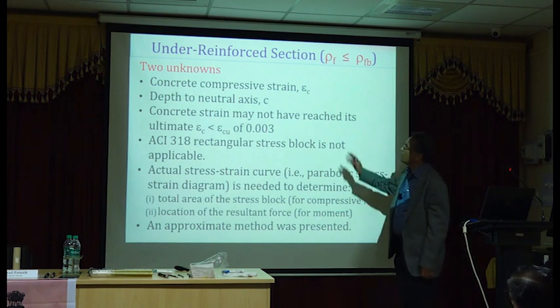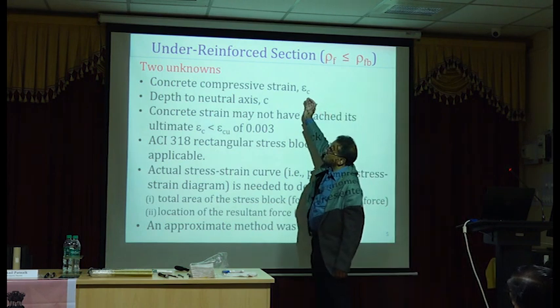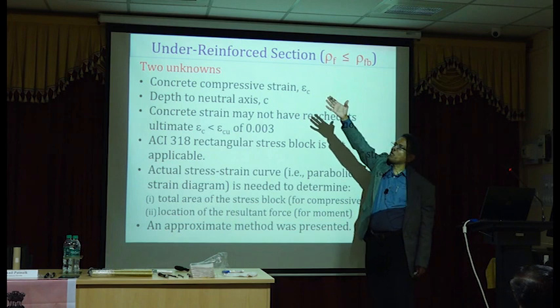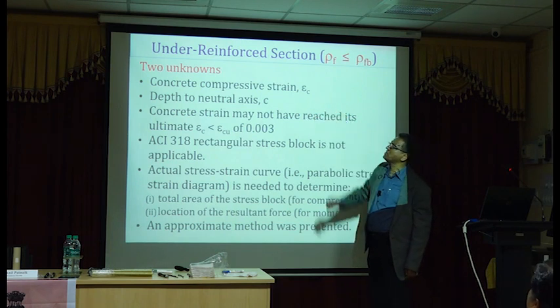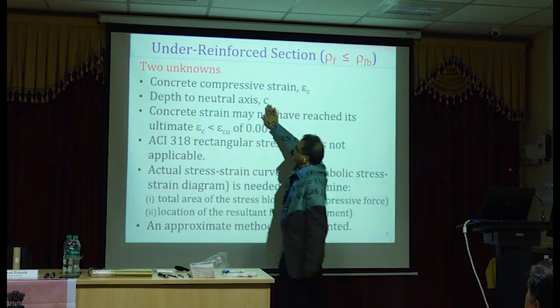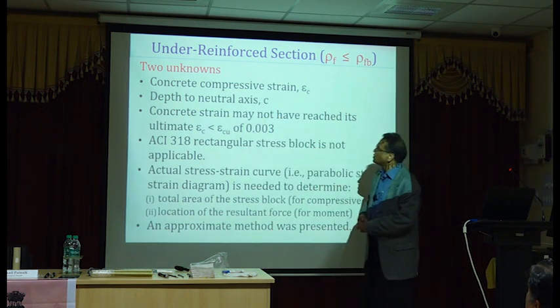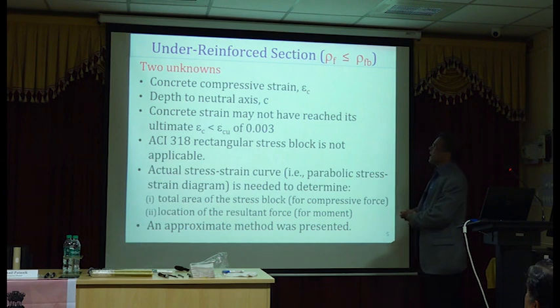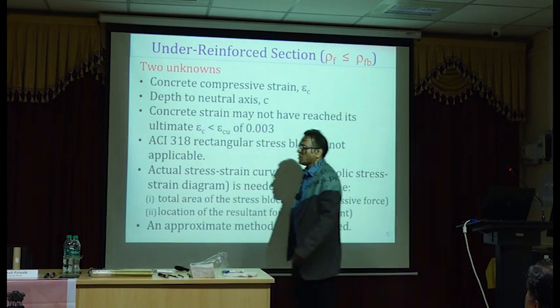In this case, again, we have two unknowns. One is the strain in concrete, because it cannot be 0.003. It has to be less than 0.003. So we don't know what the strain is. And then the depth to the neutral axis, C. And the concrete strain may not have reached 0.003. That we know. Therefore, the rectangular stress block cannot be used.